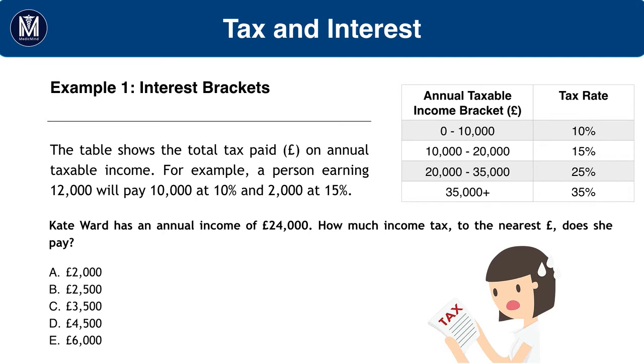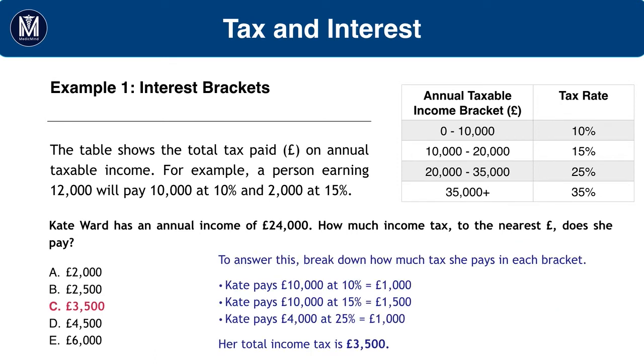So, Kate Ward has an annual income of £24,000. How much income tax to the nearest pound does she pay? For this question, first of all, you want to bear in mind that they say to the nearest pound. So therefore, don't worry about working too accurately. Also, the answer options are fairly spaced out as well.